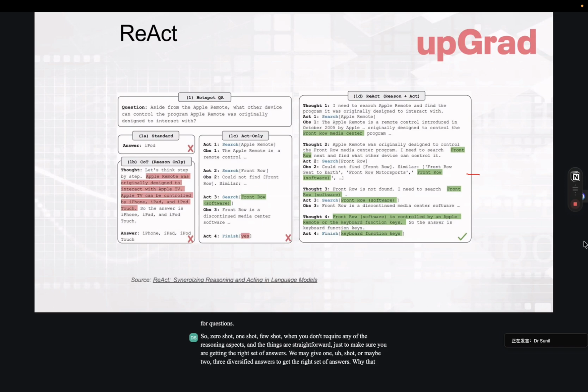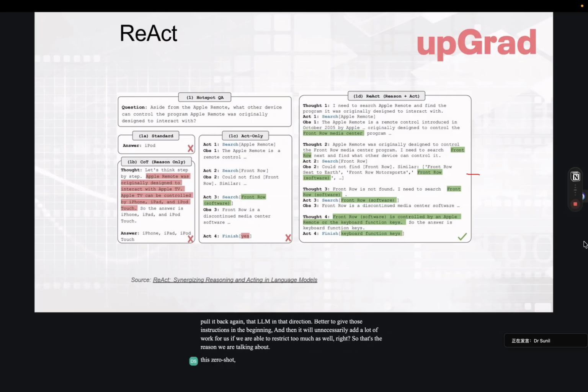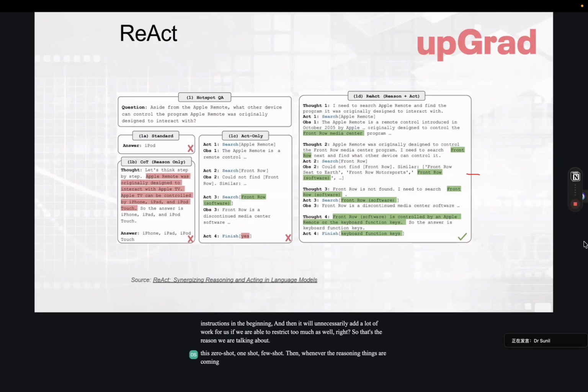Why that is important as well: once the LLM gets into a different mode, it is not easy for us to pull it back in that direction. It is better to give those instructions in the beginning, otherwise it will add a lot of work for us if you restrict too much. So that's the reason we talk about zero shot, one shot, few shot. Then whenever reasoning comes in, there are the last four: chain of thought, self-consistency, generated knowledge, and ReAct.